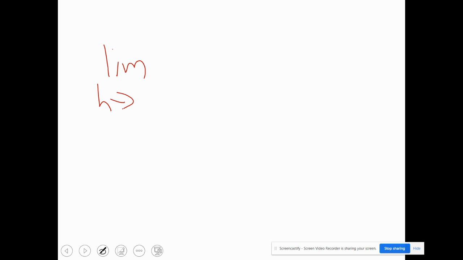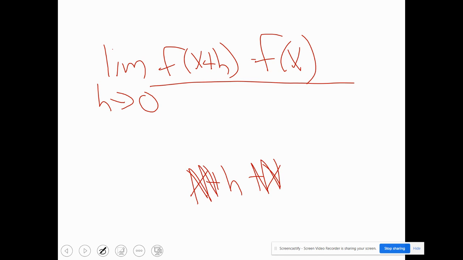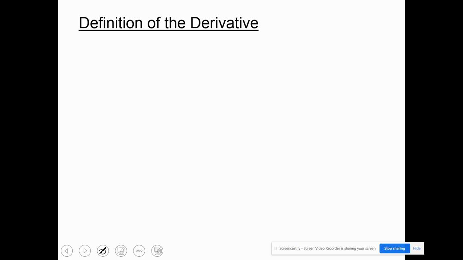So if I take those 2 points, I would have the limit as h approaches 0 of f of x plus h minus f of x over, now on the bottom you're always going to have an x plus h minus x, and this x and this x will cancel and you're always going to be left with h. That's what we call the definition of a derivative.